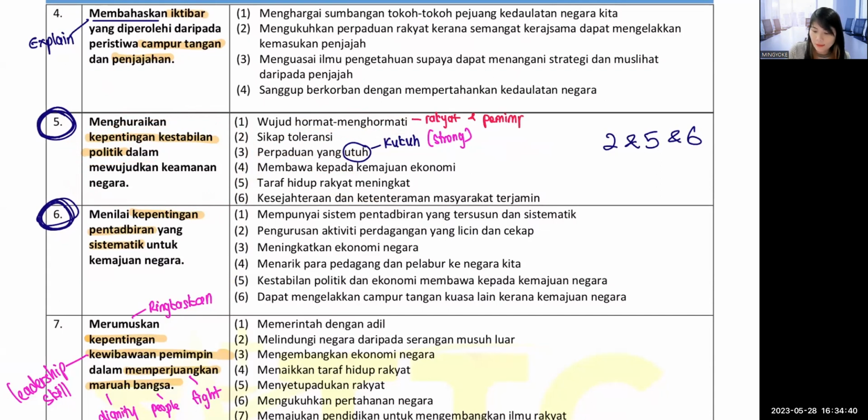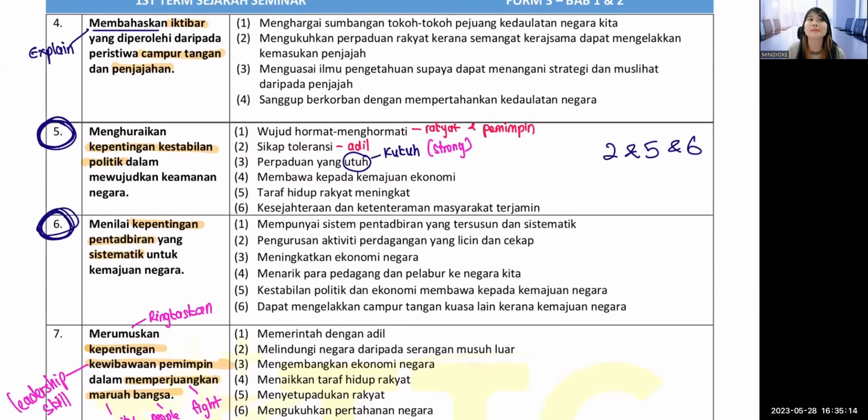You understand? Because everything is good. We will tolerate with each other. Why? Why we will tolerate? Because of adil. Pentadbiran yang adil. Then other than that, we will be united. Our unity will be stronger, strengthened. And then it will bring economic prosperity. This one, 2, 5, 6 can share answer. But depends on how you form your sentence also.